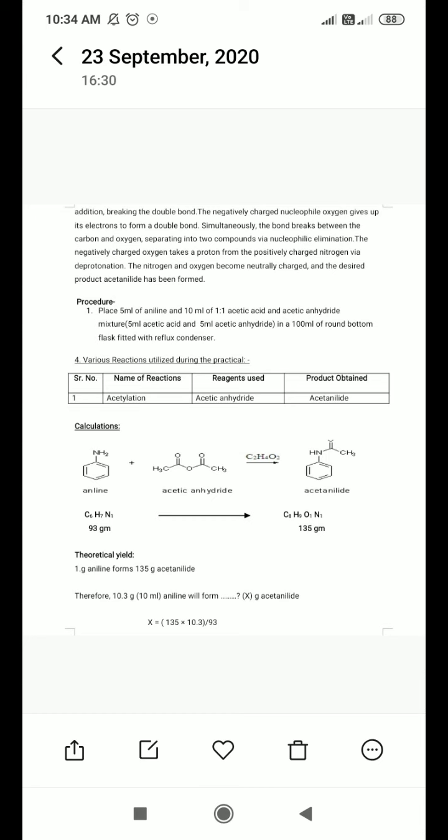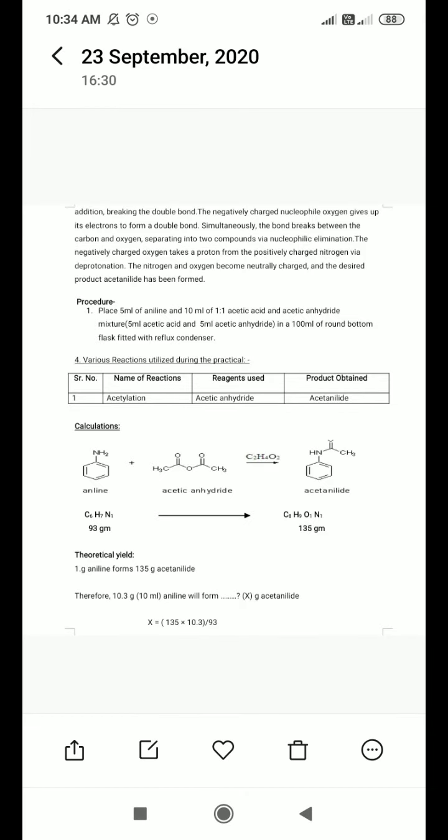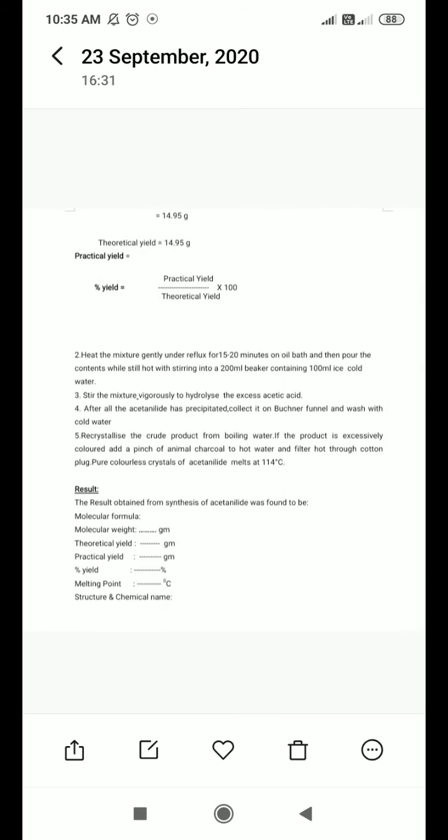135 gram into 5. If you have taken 10.3, then you should mention 10.3. So 135 gram is molecular weight of acetanilide. 10.3 is the actual weight from the balance, we have taken 10.3 gram of aniline. Then divided by 93, the molecular weight of aniline. What is the value of x? X is equal to 14.95 gram. 14.95 gram is your theoretical yield.